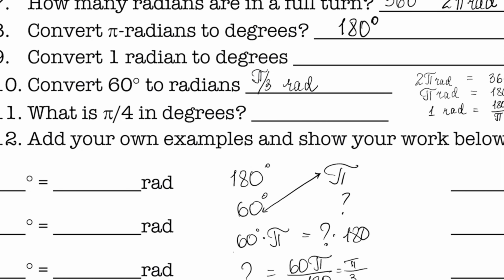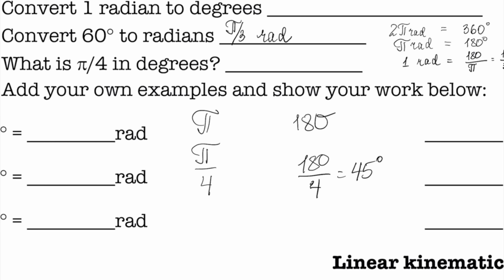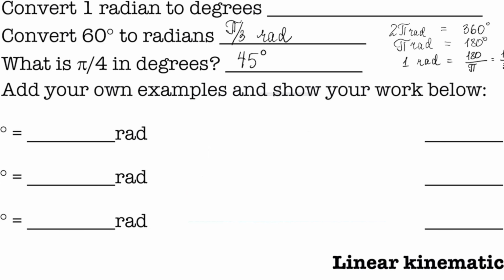Now, what is pi over 4? So I know that pi is to 180 as pi over 4 is to question mark. Looking at this, if I just divide 180 by 4, I should get my answer. 180 divided by 4 gets me 45 degrees. So the answer to what is pi over 4 is 45 degrees. And after that, we practiced converting radians to degrees and degrees to radians.